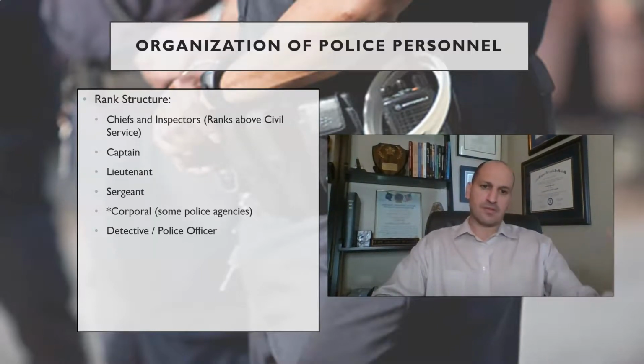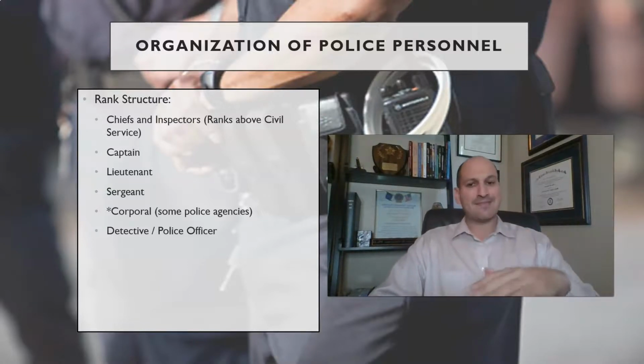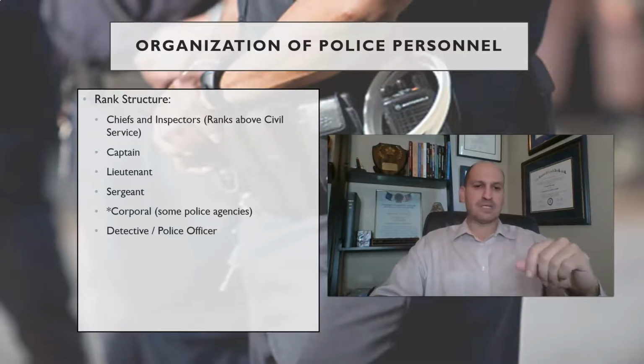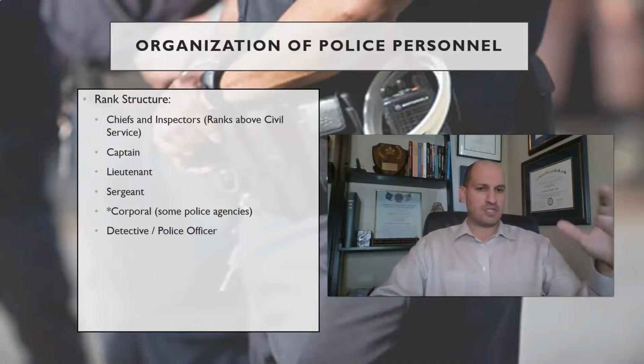And then we also talked a little bit about this before, but back to this idea of rank structure. Again, detectives and police officers are at the bottom of that rank structure. Many police departments have the rank of corporal. NYPD doesn't have that, but it goes from detective, police officer, then to sergeant. Above sergeant is lieutenant. Above lieutenant is captain. Above captain can be chiefs, inspectors, depending on the size of the department.